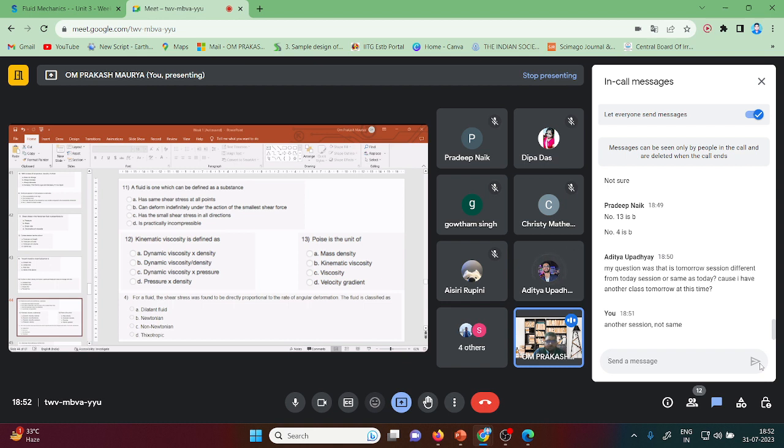So for question number four, if you know the eliminating concepts of the options, then by eliminating the options, you can also give the answer to question number four. Can you explain question number 4 a little bit? What is angular deformation actually?